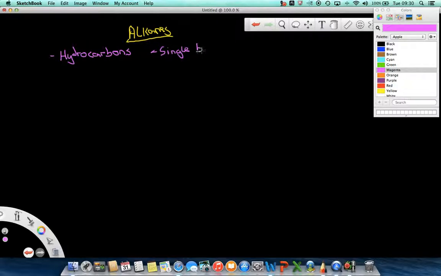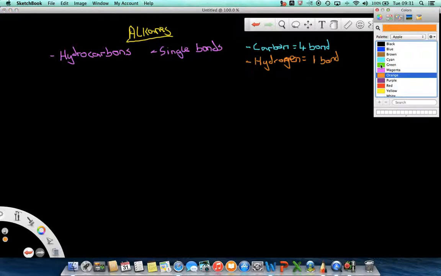Now the best rule to remember when remembering the alkanes and their structure is that carbon can have a maximum of 4 bonds. Okay, so it can have 4 sticks coming off it, 4 bonds. Whilst hydrogen can have a maximum of 1 bond. Okay, so 1 bond. So you can never have 2 bonds onto 1 hydrogen.